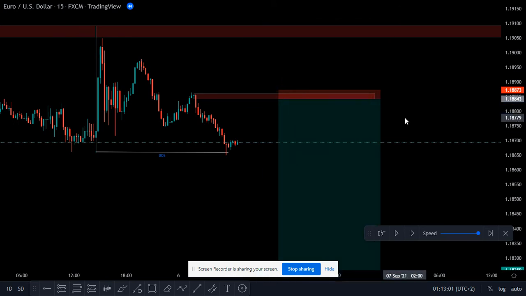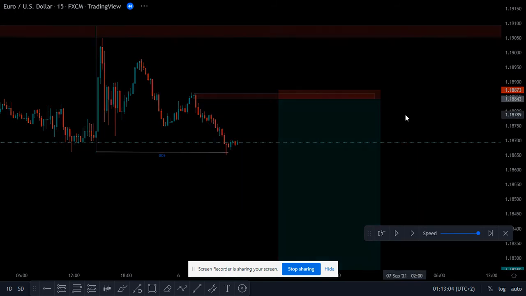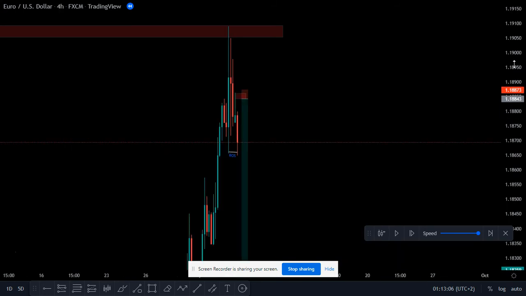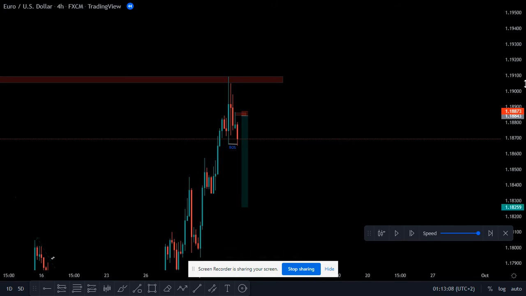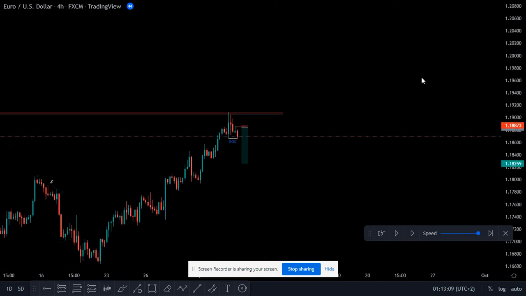Then our target. In order to find our target, we need to go to our 4 hour chart, because the reason we're here is because of the 4 hour. So we need to target the lowest point of our 4 hour for this to happen.